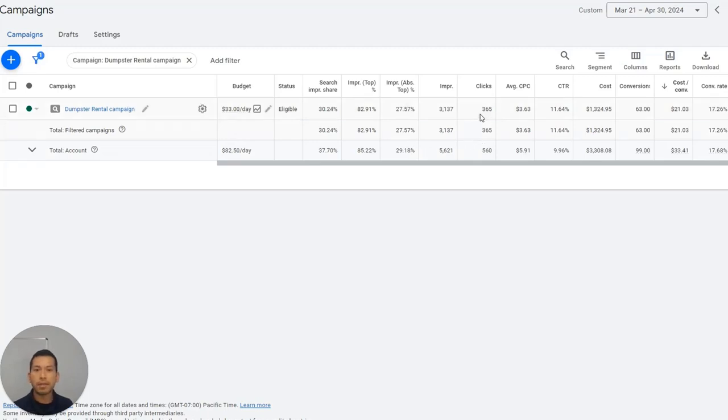So we have clicks here, 365 clicks so far, average cost per click of $3.63. Click-through rate for our ads is about 12%. $1,300 spent so far, and 63 leads, also known as conversions, right?